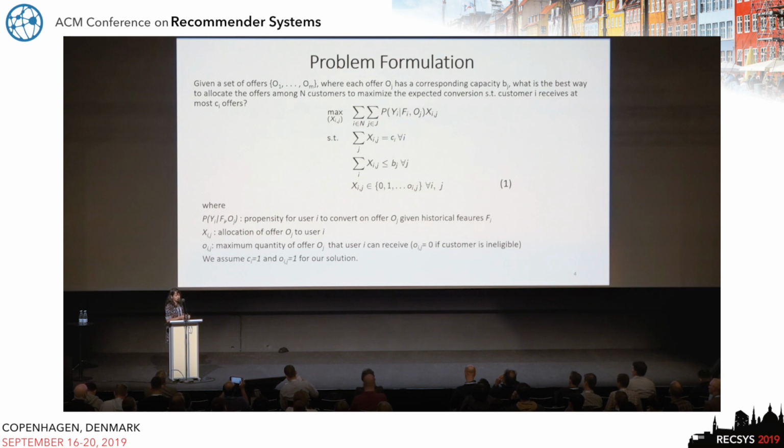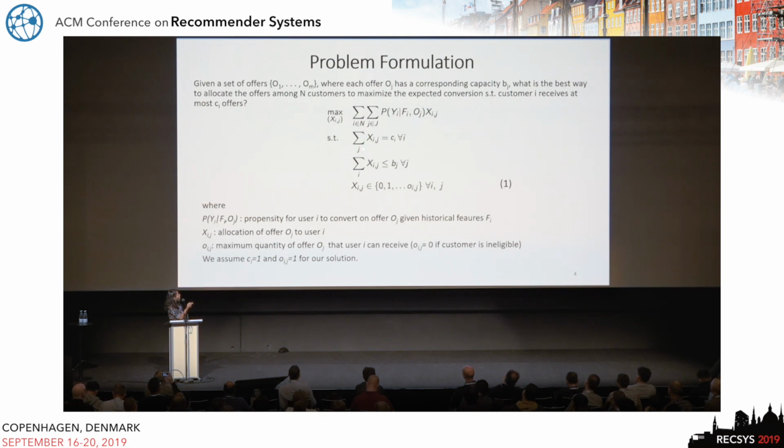To do this, we formulate the offer allocation problem as an optimization problem. We want to maximize, across all customers i and across all offers j, the likelihood of the customer to convert given the offer and given the customer's historical attributes, multiplied by x_ij, which is the allocation of offer j to customer i. This is our objective that we want to maximize, and the constraints are listed below.